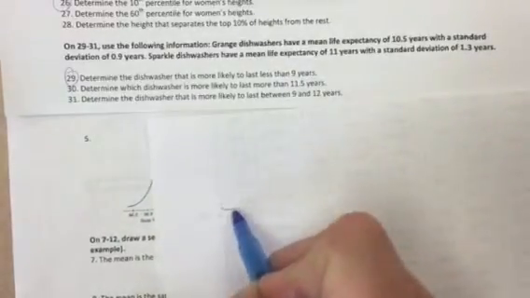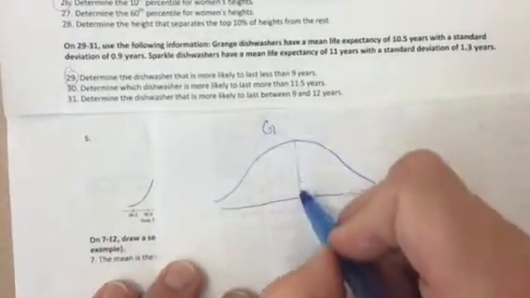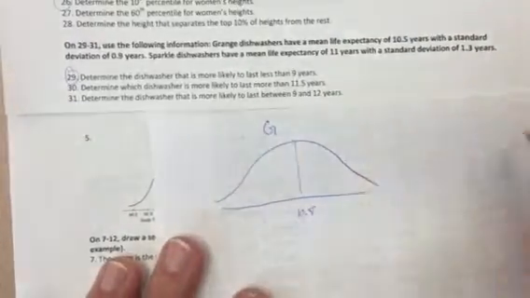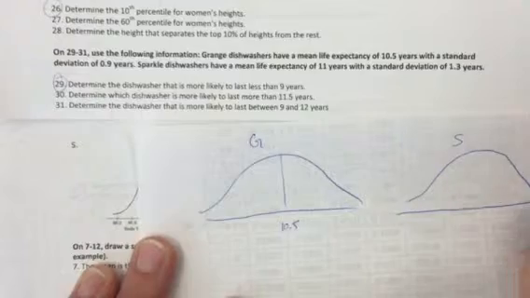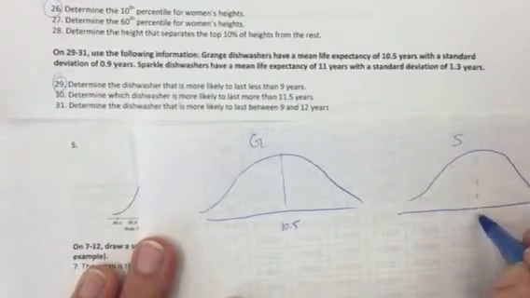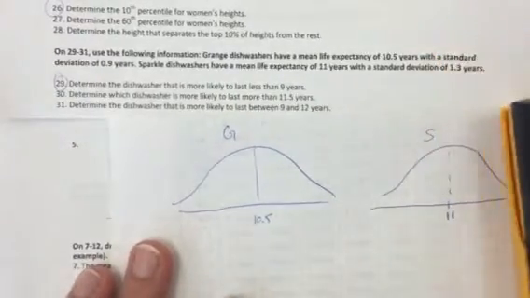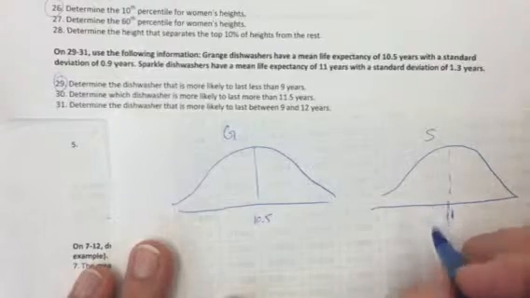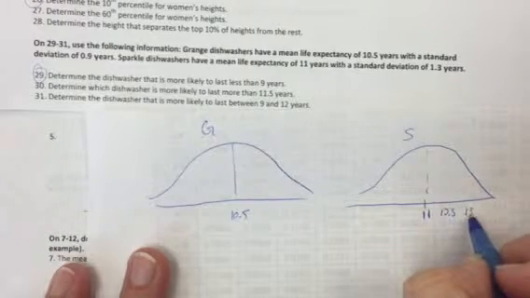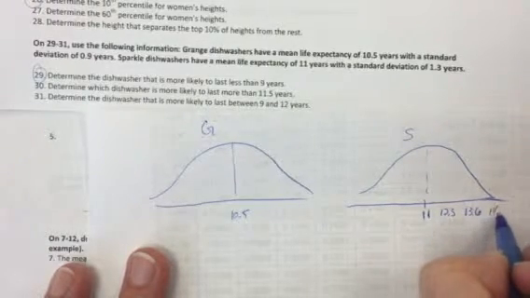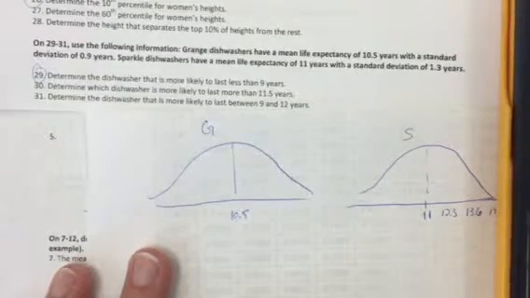And again, I prefer to draw them out. So we got Grange, right? Grange, normal, 10.5. And we've got Sparkle, normal, with 11, right? Okay, now Sparkle goes up by 1.3, so this is 12.3, this is 13.6, 14.9, right? Go down. I'm going to let the calculator do the harder work.